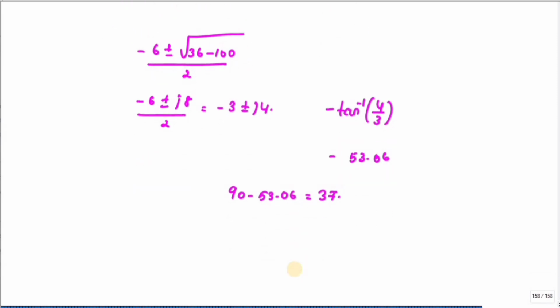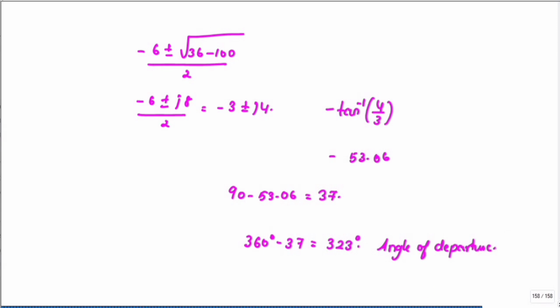And 90 minus 53.06 is 37, and I'm going to add this to 360 degrees. Minus means it is in the denominator. Okay, so minus 37 degrees, so that is nothing but 320 degrees. So this is how you have to calculate the angle of departure. So for G of s, you have to add 360 degrees to the angle, since every s term is in the denominator, so you have to put minus.